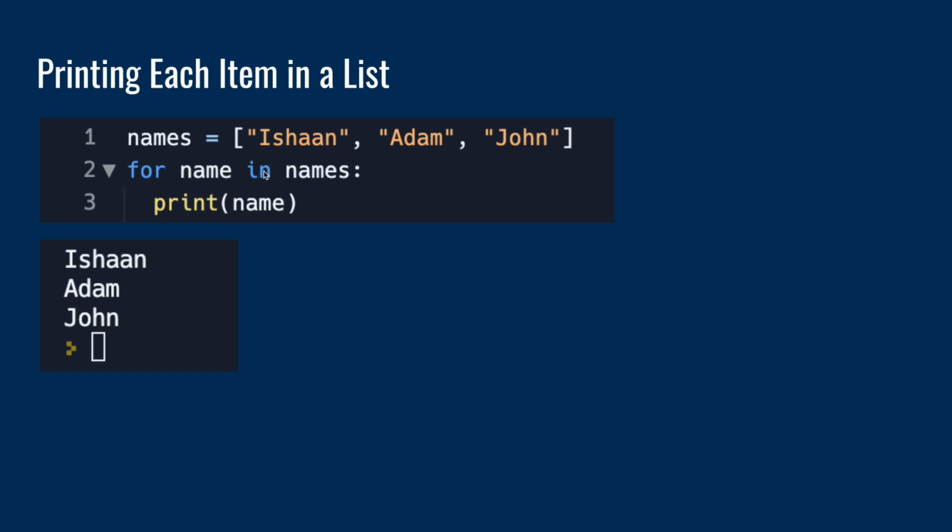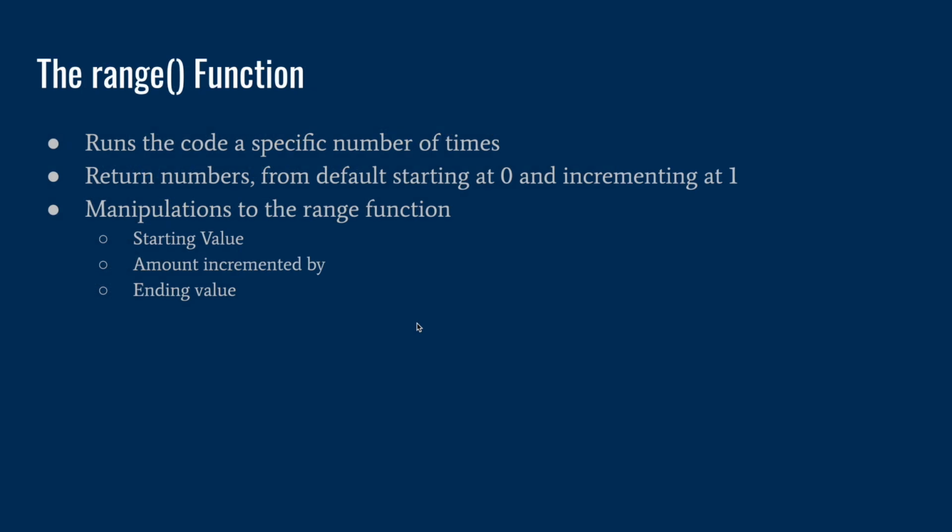And then for name in names, so in the list names, it'll go through all of these. Again, name is the variable storing the current value. So if it's Ishan, it'll print Ishan. Then the loop will run again, go to the next one, Adam, print Adam, loop again, go to the next one, and print John.